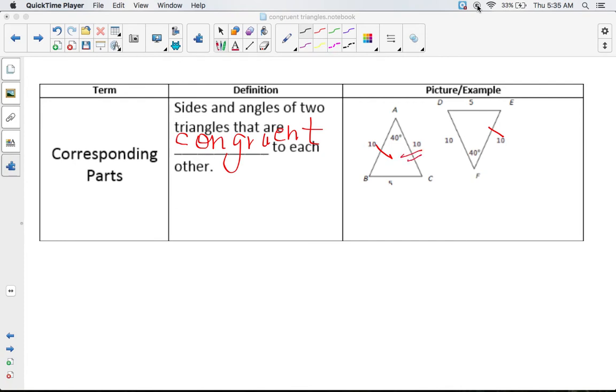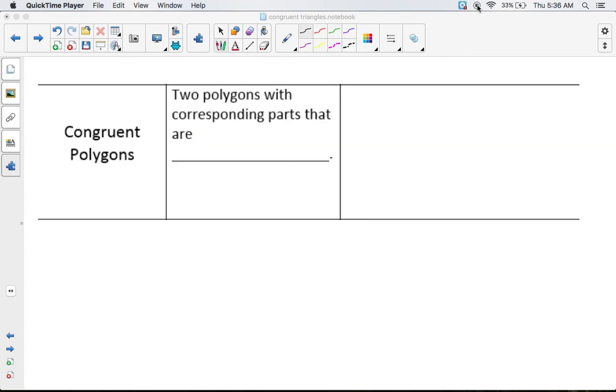AC is congruent to DF, and BC is congruent to DE. Now, the reason why I changed the number of marks is so I knew which side was congruent to which. Now, if we're talking about corresponding polygons, two polygons with corresponding parts are congruent.